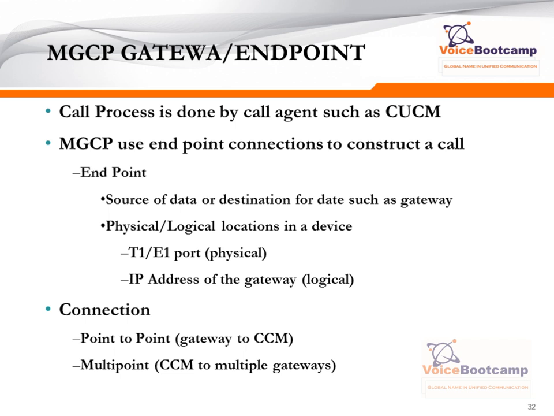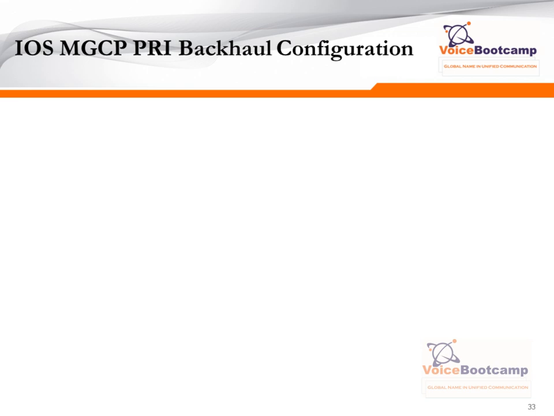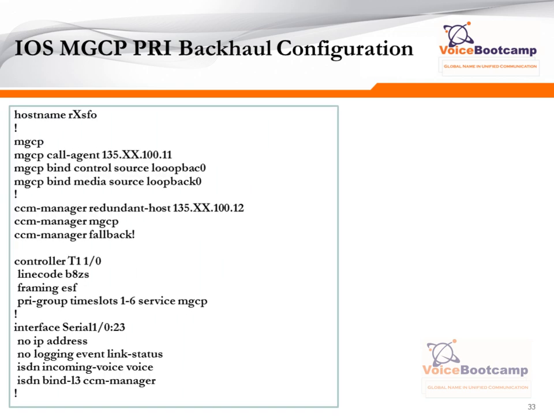So to configure MGCP on the router, one of the most important things is the host name of the router, because the host name is the MGCP domain name. If you have a command called ip domain-name cisco.com, then the MGCP domain name will be the hostname followed by .cisco.com.